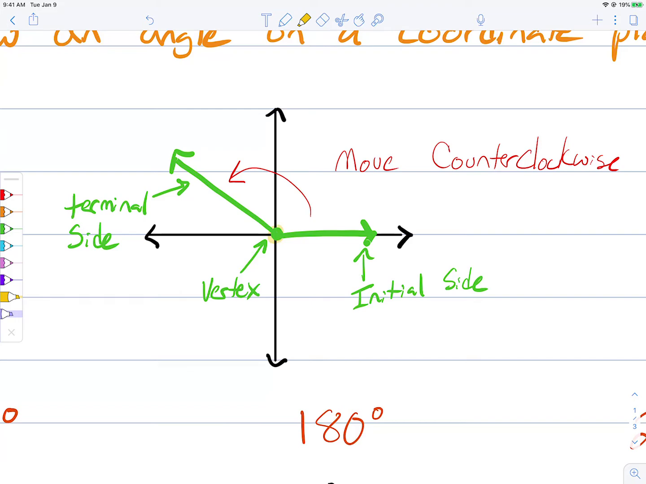First of all, the vertex is always at the origin. That doesn't change. The initial side, the first beginning side of your angle, is always on the positive x-axis over here, so that doesn't change either. What moves is called the terminal side. This is the side where the angle ends, where it's completed.